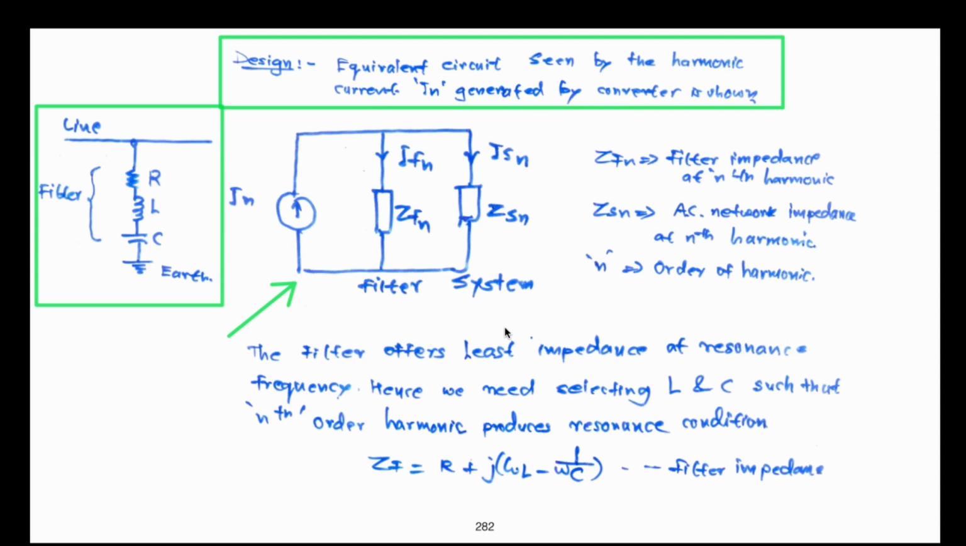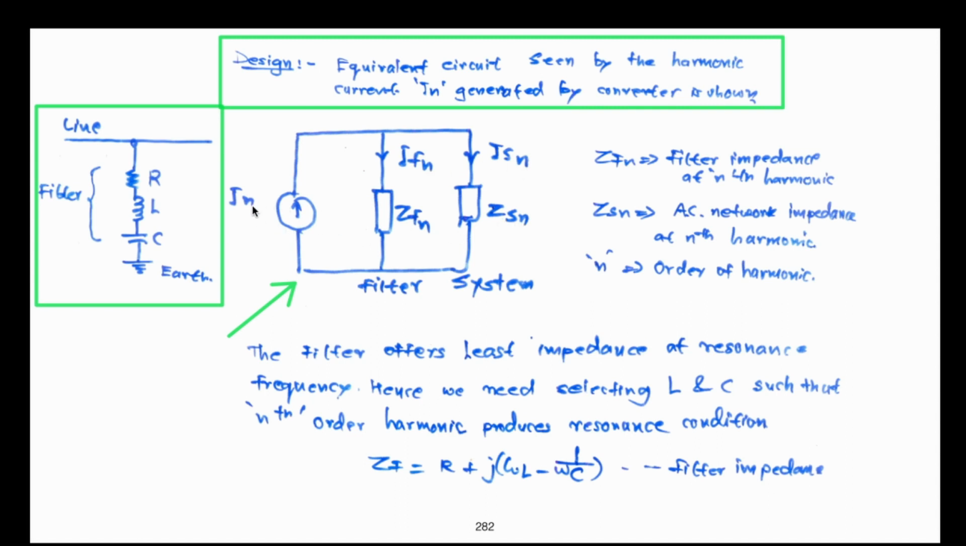You might recollect that in the network theorems we come across various tools for analyzing larger networks, isn't it? And this is one such application, a Norton's current source: the short circuit current across the AC network terminals where we want to find out where the 11th harmonic is present. Then this is the nth harmonic filter impedance, and everywhere you can see the suffix is n.